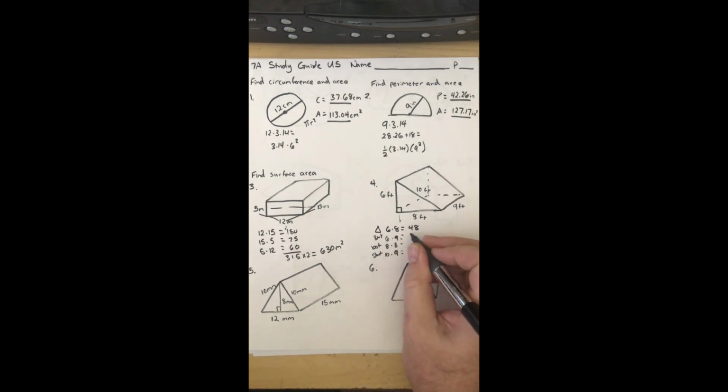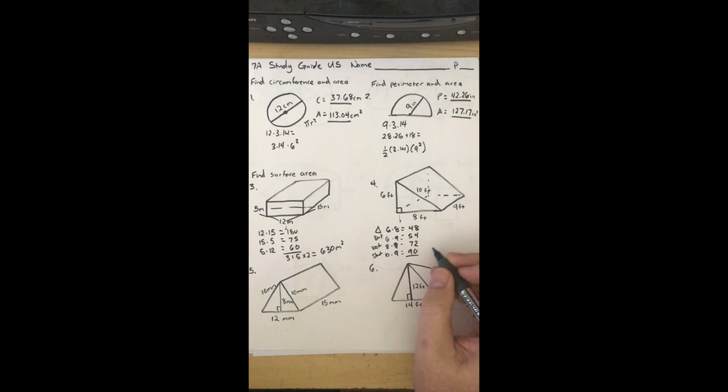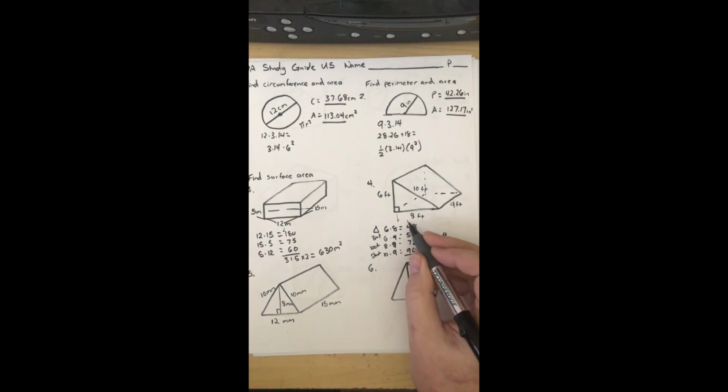So 6 times 9 is 54. 8 times 9 is 72, and 10 times 9 is 90. We add all of those up, and we get 264 feet squared.